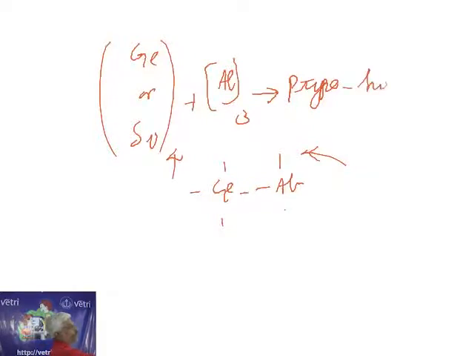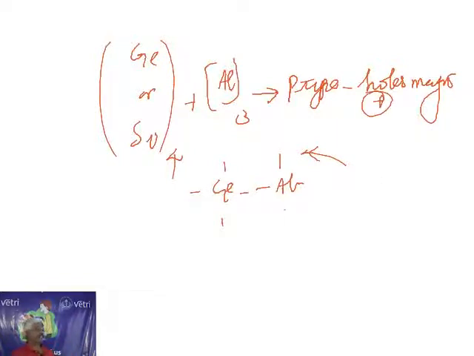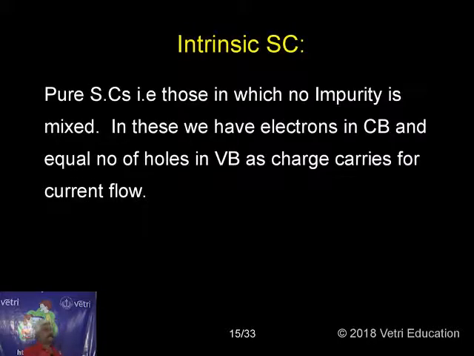Therefore, holes are the majority carrier. In P-type, P for positive, hole means positive. This positive hole is the majority carrier, and as far as the P-type semiconductor is concerned, the electrons are the minority carrier. These P-type and N-type are called extrinsic semiconductors, which are very much useful for us. That I have given in the chart.